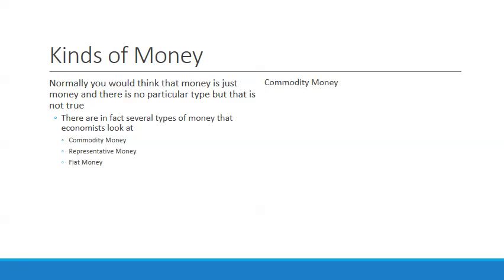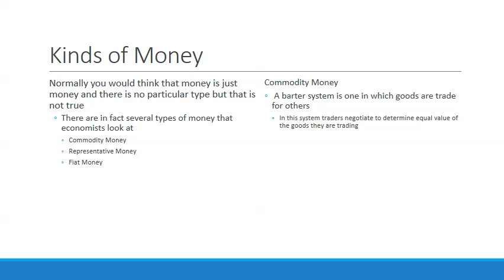So from a commodity money standpoint, we begin with this idea of the barter system. Before there was any type of established currency, there was a barter system which was used to trade goods for others. And in this system, traders essentially negotiated to determine an equal value of goods they were trading. So for example, you might have X number of bales of hay is equal to 1 cow. And so we're trading cows for bales of hay.